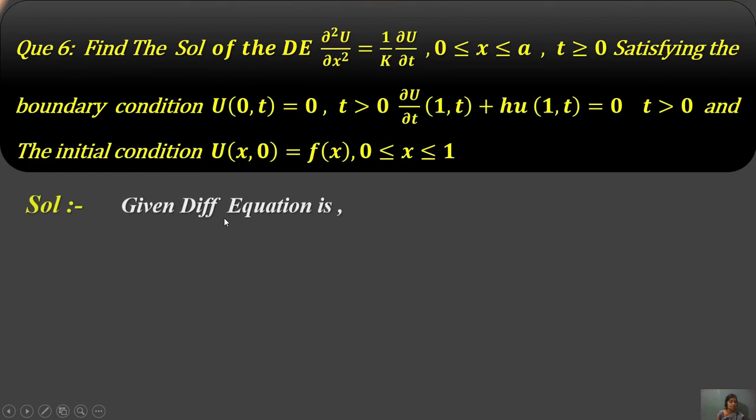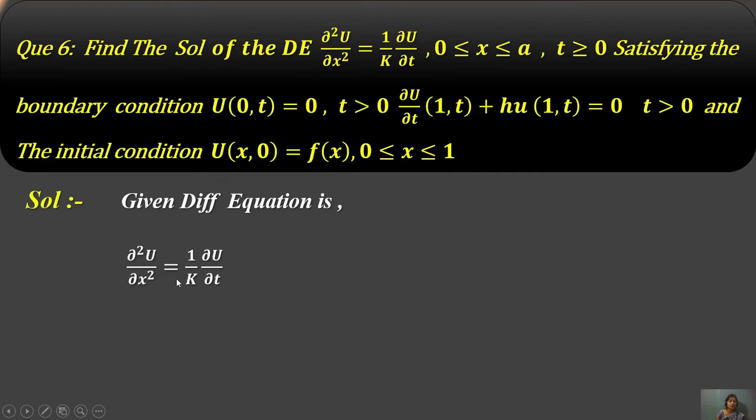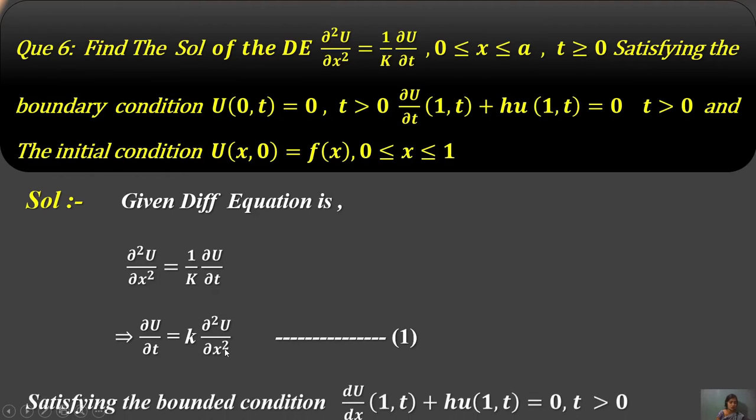Let us start the solution of this differential equation. Given ∂²u/∂x² = (1/k) ∂u/∂t, transferring k to the other side we get ∂u/∂t = k ∂²u/∂x². This is equation 1. Satisfying the boundary conditions u(0,t) = 0 for t > 0, and ∂u/∂x(1,t) + h u(1,t) = 0 when t > 0. These are the boundary conditions.